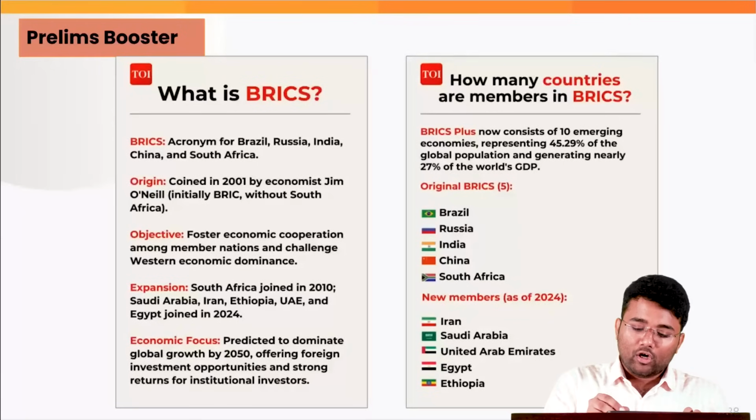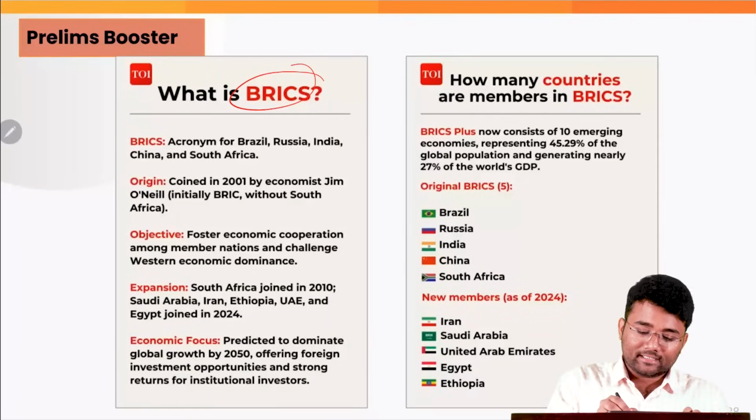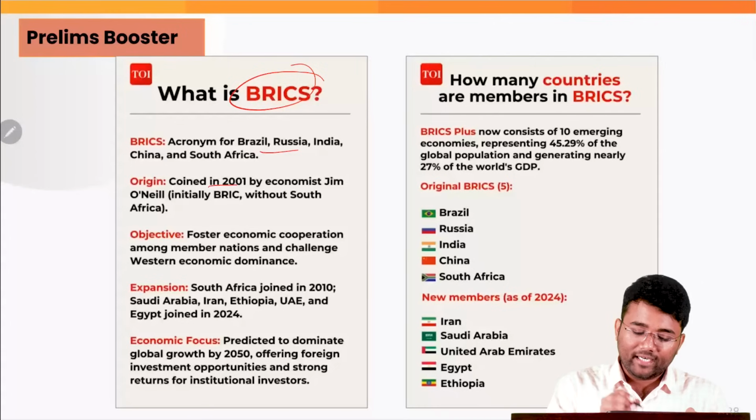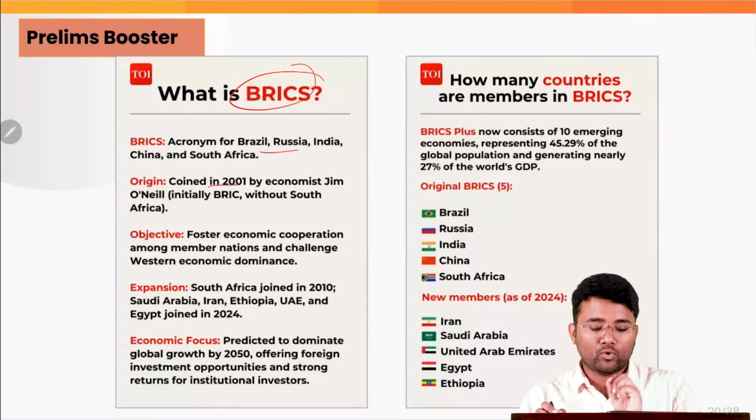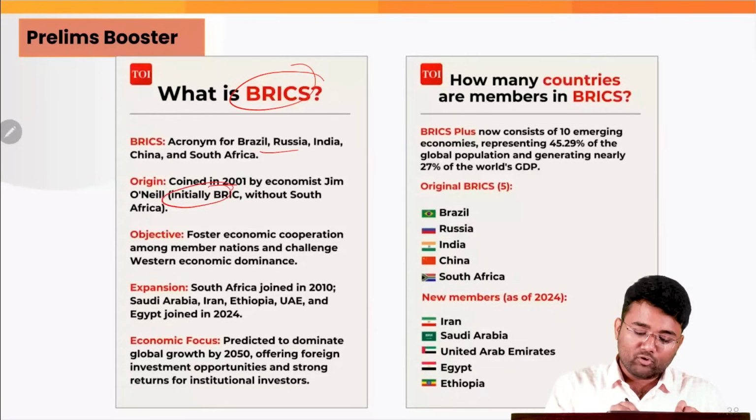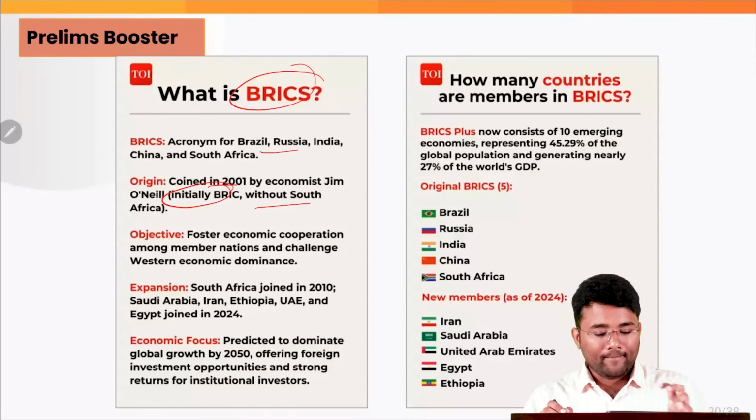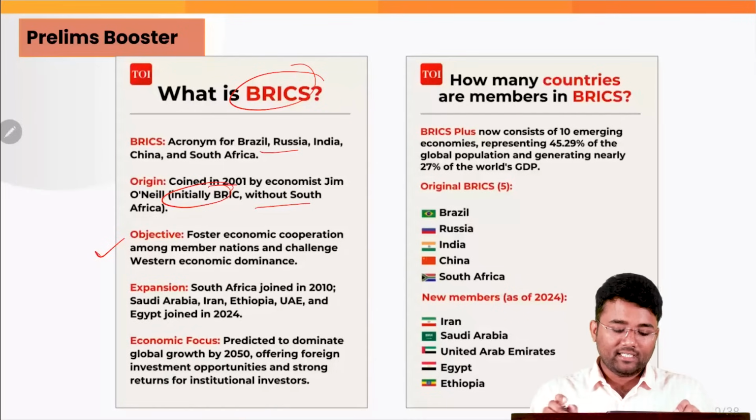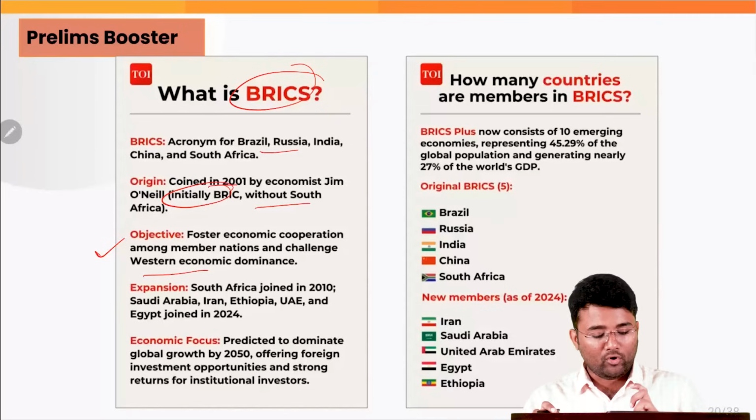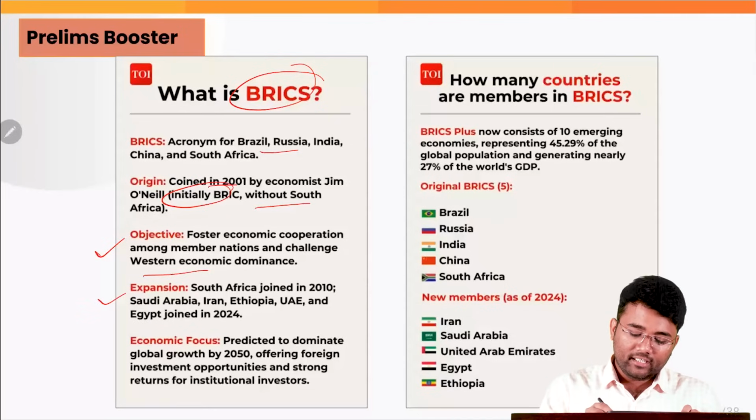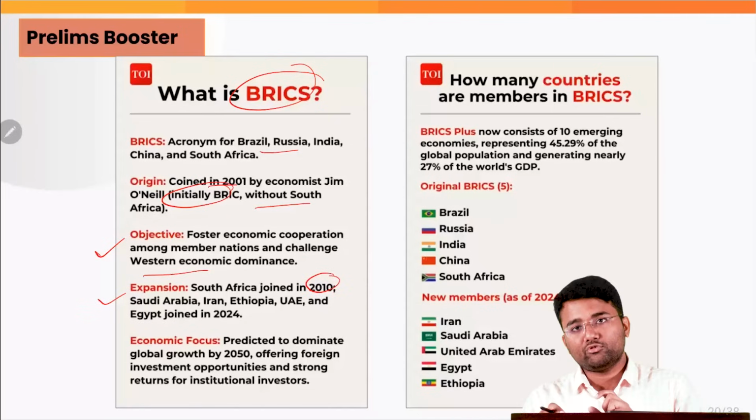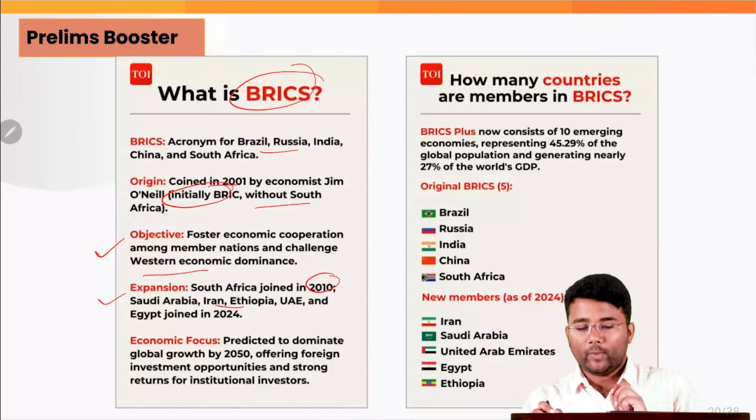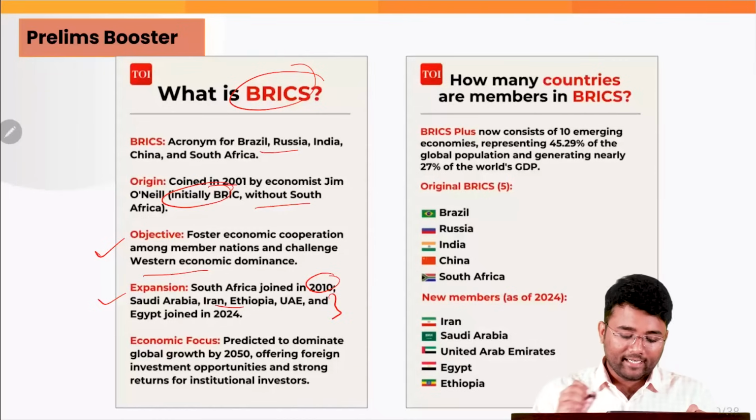Now, since we have talked about the BRICS, this stands for Brazil, Russia, India, China and South Africa, and this was coined in 2001 by economist Jim O'Neill, and initially the acronym was BRIC without South Africa. The objective of BRICS is to foster economic cooperation among member nations and challenge Western economic dominance. This was expanded in 2010 after South Africa joined. Saudi Arabia, Iran, Ethiopia, UAE and Egypt joined in 2024. These are the latest entrants.